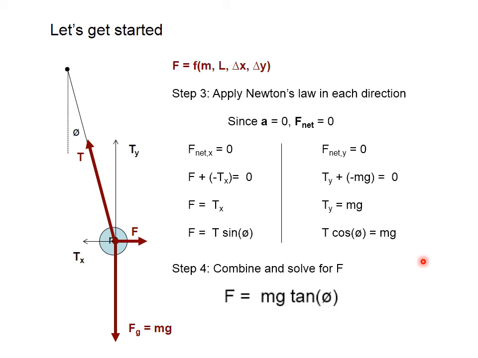It isn't quite what we want. It's the force as a function of mass and angle phi, but we want to have mass and length of the pendulum, displacement in the x, and displacement in the y. So we have a little bit more geometry work to do to convert tangent phi into L, delta x, and delta y. So let's move on and do that now.